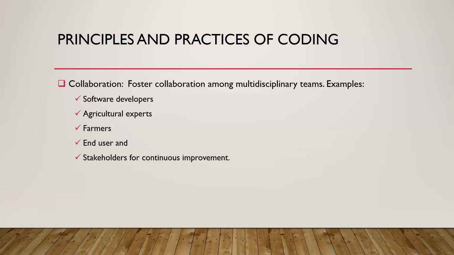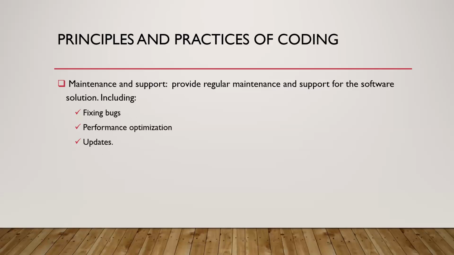As you realize, coding is almost a life process. It requires collaboration from multidisciplinary teams if it is to work. So you have to work with software developers, agriculture experts, farmers, end users, stakeholders for continuous improvement, especially if you are addressing a complex problem. And so you have to do some kind of intellectual, social capital development. There's need also to maintain and support the software solution regularly by fixing bugs, performance optimization, and updates so that you are able to deliver to the expectation.